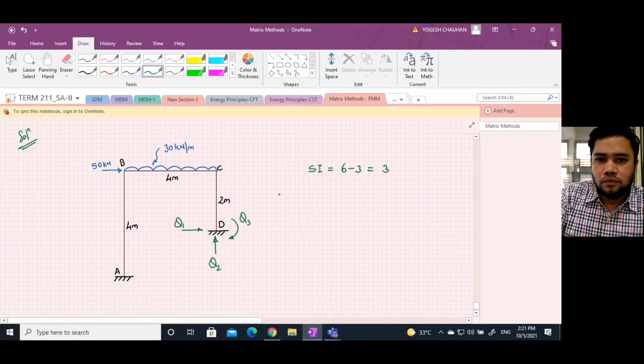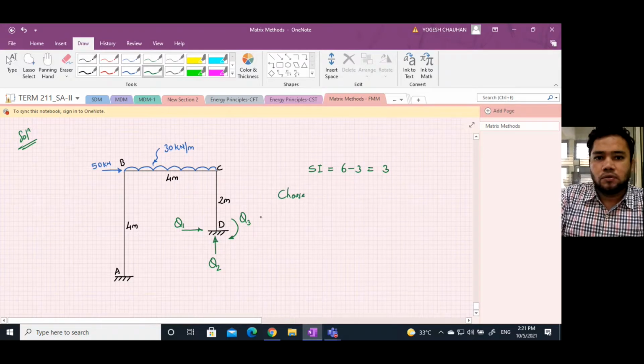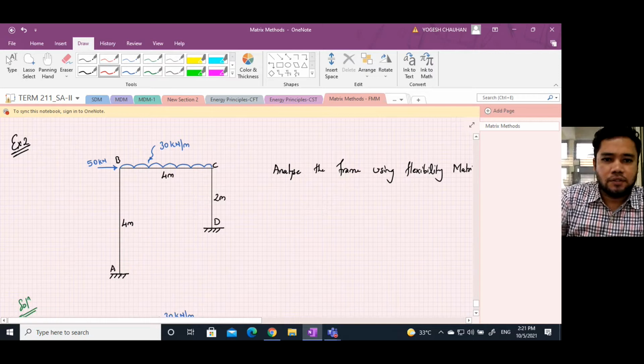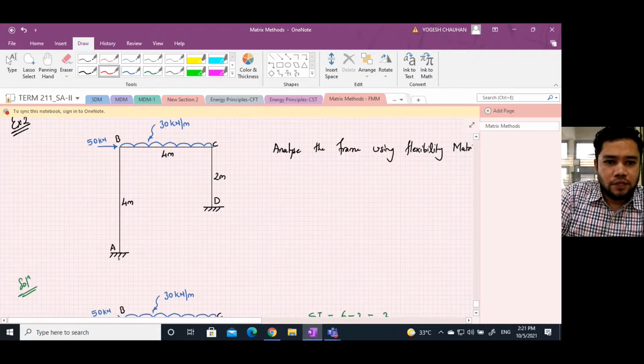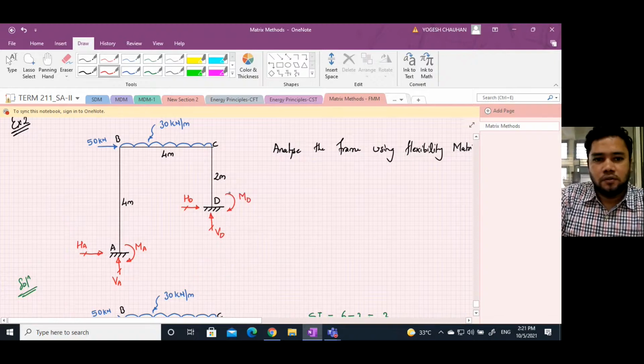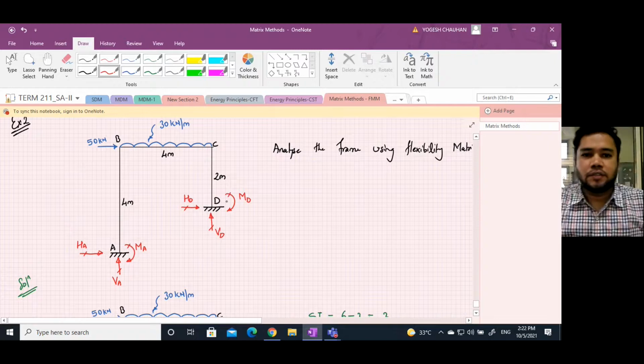Now, these are actually the reactions at support D. So let us say this is HA, VA and MA, and this is HD, VD and MD, the reactions at D.